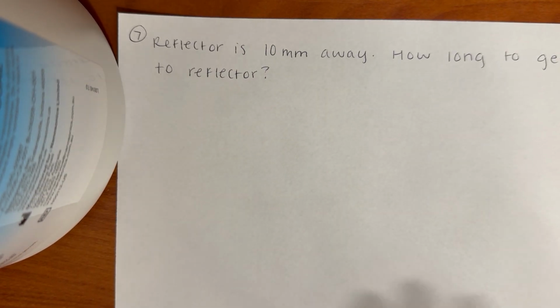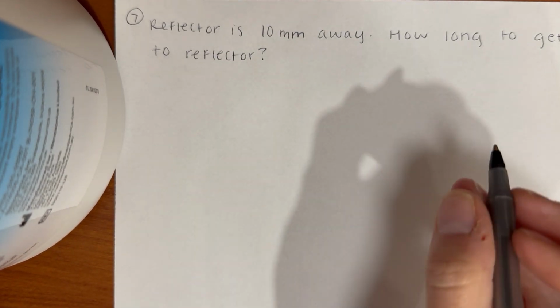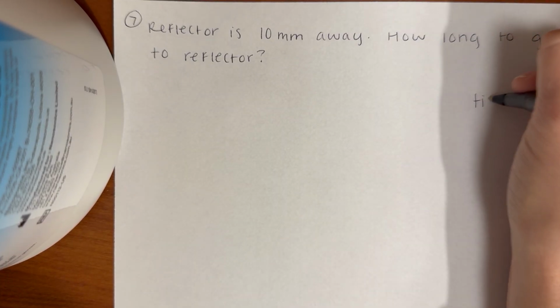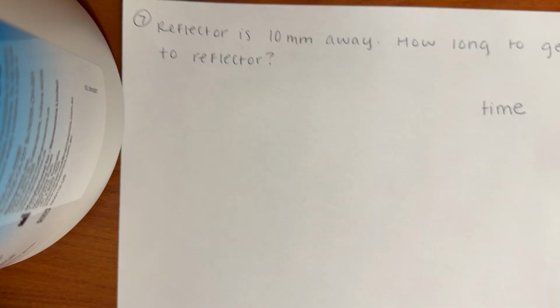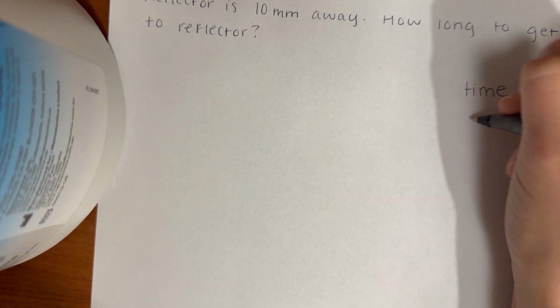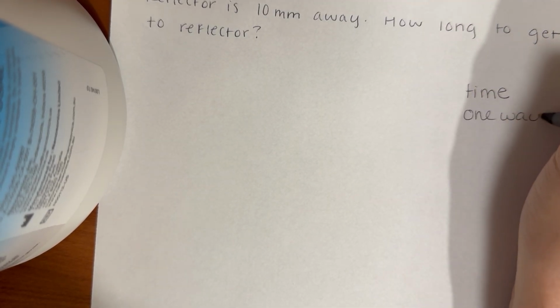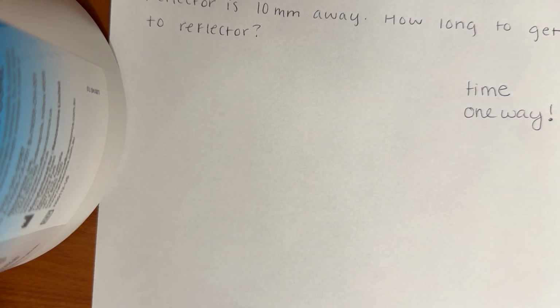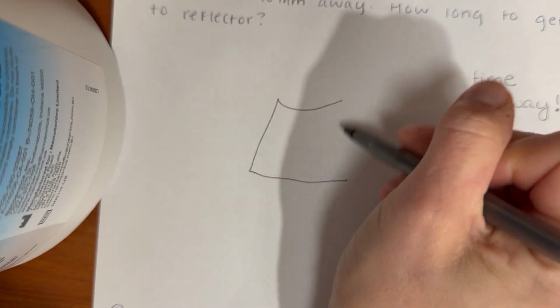Then the reflector is 10 millimeters away. How long does it take to get to the reflector? Still solving for time, but red flag here. How long does it take to get to the reflector? Not coming back. One-way time. So we're still gonna set it up.